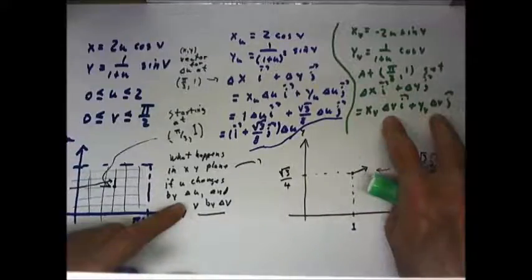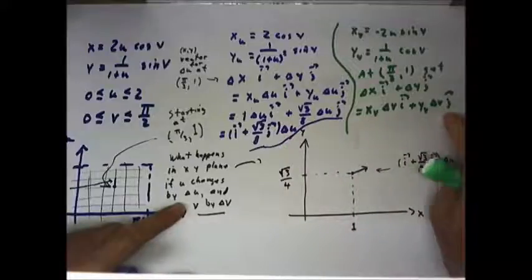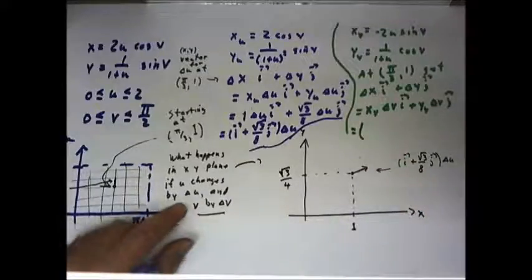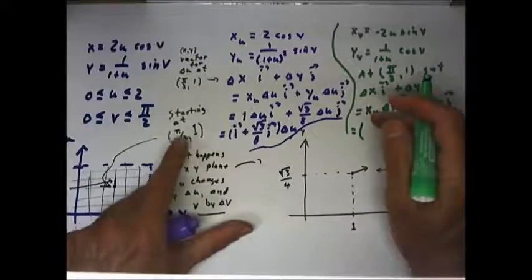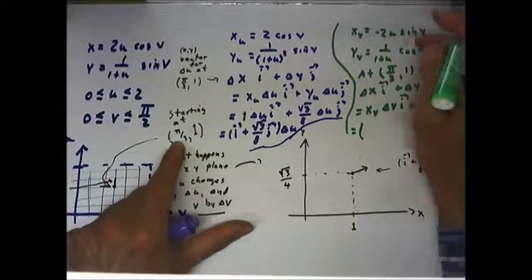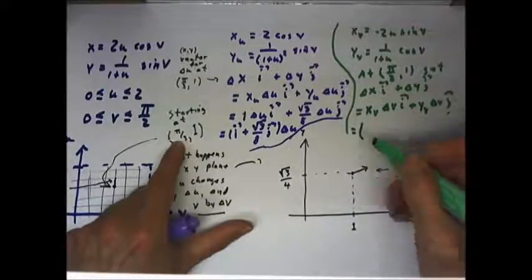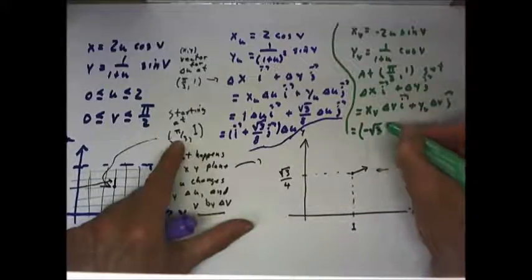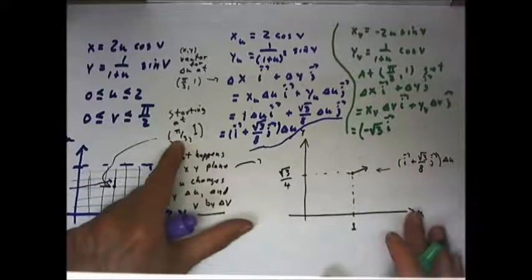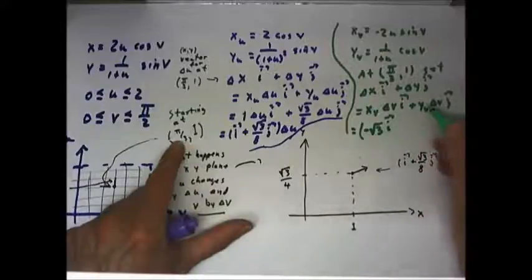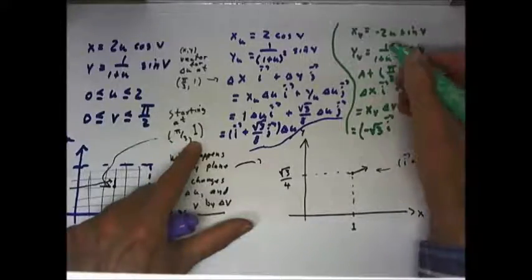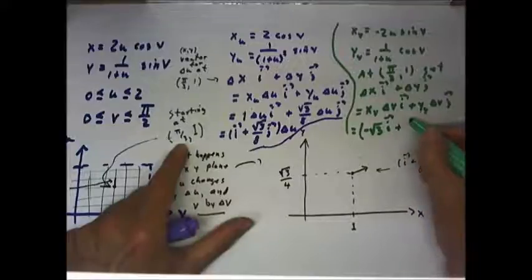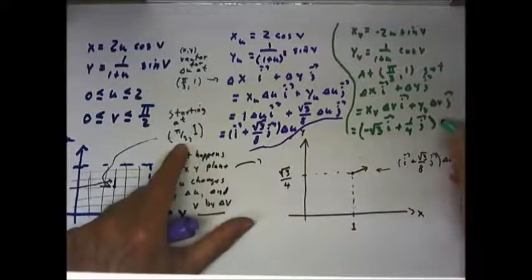Now, as before, we can factor out a delta v the same way we factored out a delta u here. Okay, x_v at pi over 3, 1. The sine of pi over 3 is the square root of 3 over 2. So this will be minus 2 times the square root of 3 over 2, which gives us negative square root of 3 i, remembering that we're going to write the delta v down at the end, having factored it out. And y_v, 1 over 1 plus u is 1/2. The cosine of pi over 3 is 1/2, so that's going to be 1/4 j times delta v.